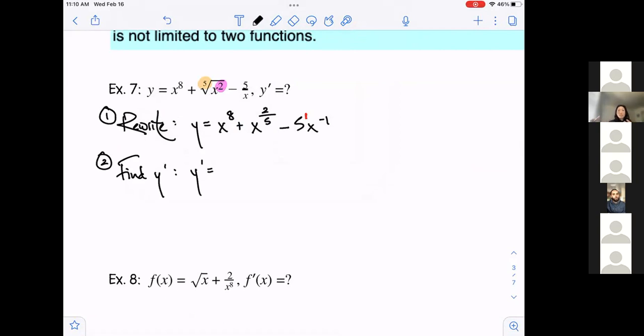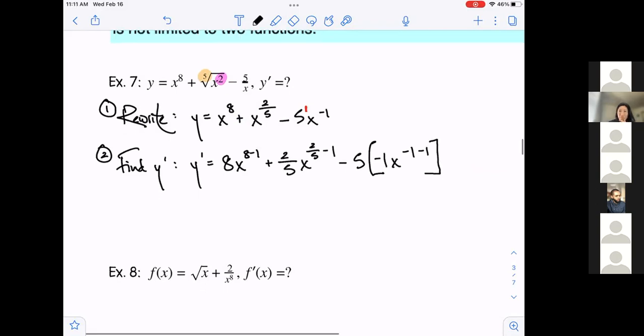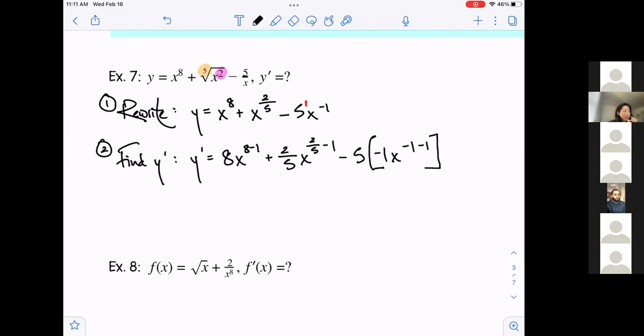And because this is still sort of our first day of doing derivatives, I'm going to write out all the extra steps. So for x to the 8th, it's 8x to the 8 minus 1. Again, I know we know that 8 minus 1 is 7, but in case we forget what the pattern is, that's helpful. Plus 2/5 x to the 2/5 minus 1, minus 5 times -1 x to the -1 minus 1. All right, so showing every single step.